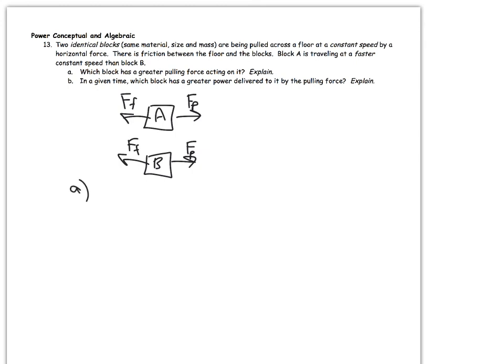Thinking back to what we know about friction, friction really depends on the coefficient of friction and our normal force. Since they're made of the same material and they have the same mass, both of those are going to be the same, so that means they have the same frictional force acting on them and therefore the same pulling force, because they're being pulled at a constant speed. So in both cases, that pulling force is going to be equal to our force of friction.